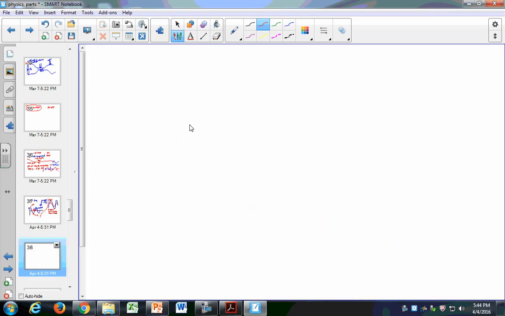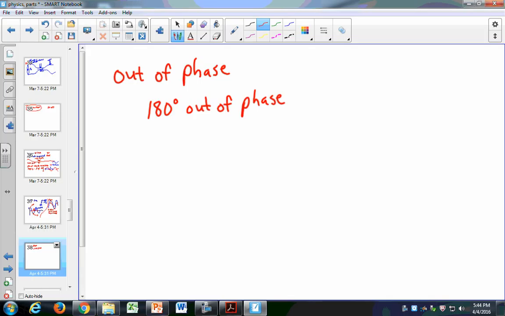Now, you can also have waves that are out of phase. This wave is going to be 180 degrees out of phase. And when I have a wave that's 180 degrees out of phase, the peaks will line up with the troughs. So these waves will look like this.